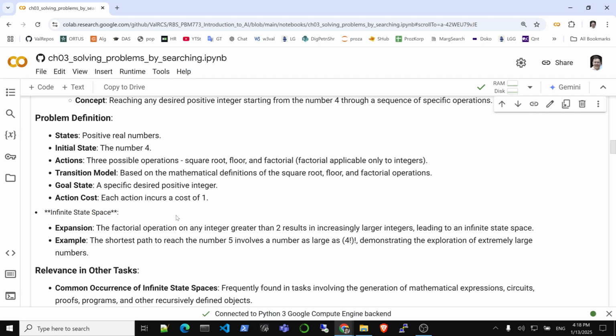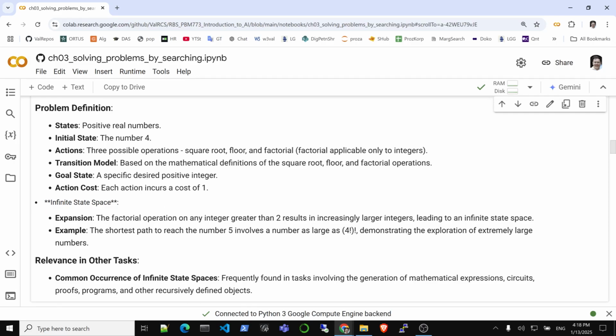Well, to get 5, you need something that you take the square root of, and you get 5-something, then you can take the floor. So you need something like 26. The square root of 26 would be 5-something, and you take the floor. But we have 4, and 4 factorial is how much? Yes, and that's not good for us, not good for solving it quickly.